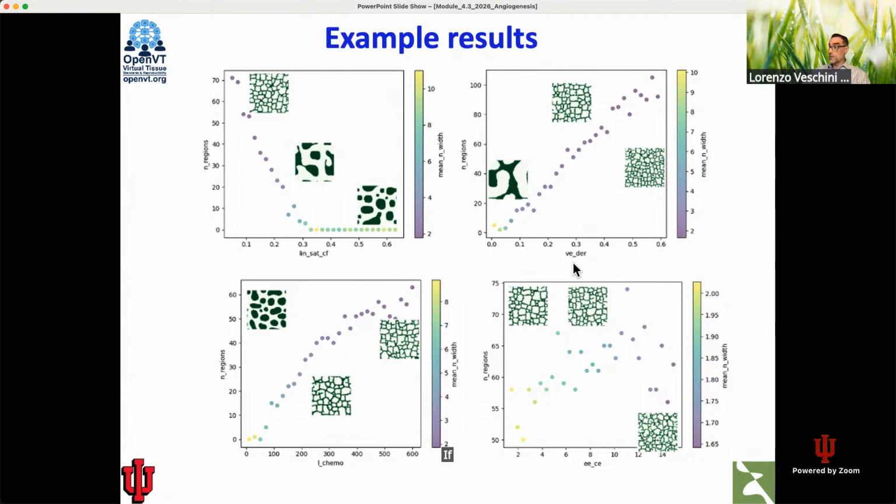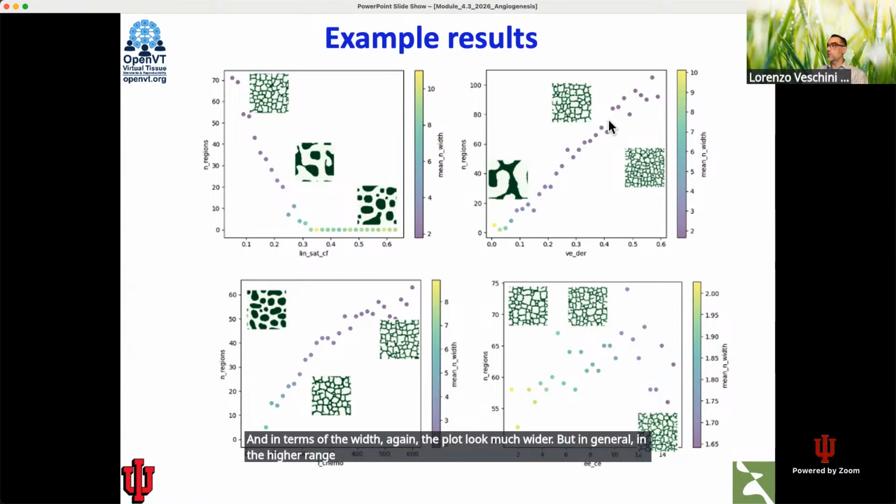If we change another parameter, the VEGF degradation rate, and we look at what it does to the network width and to the number of regions, we can see that it tends to generate very blobby-like structures in the very low range, while the network becomes denser in the higher range. And in terms of the width, again, the blobs look much wider. But in general, in the higher range, we don't observe huge changes. Perhaps there is something here, but not much.